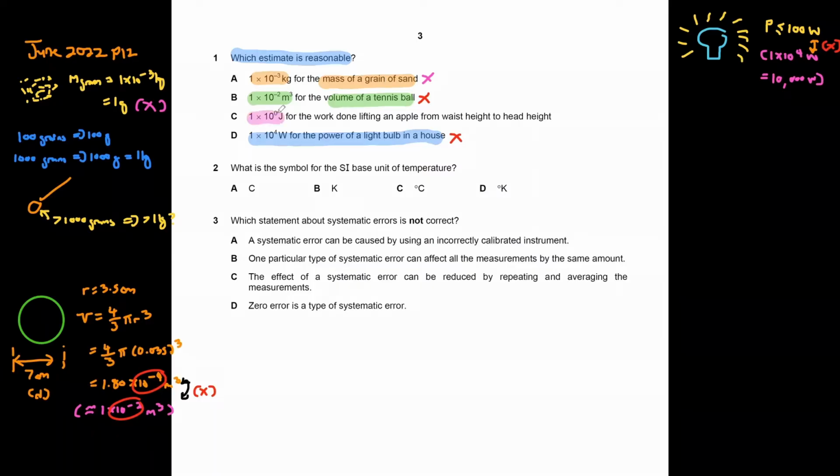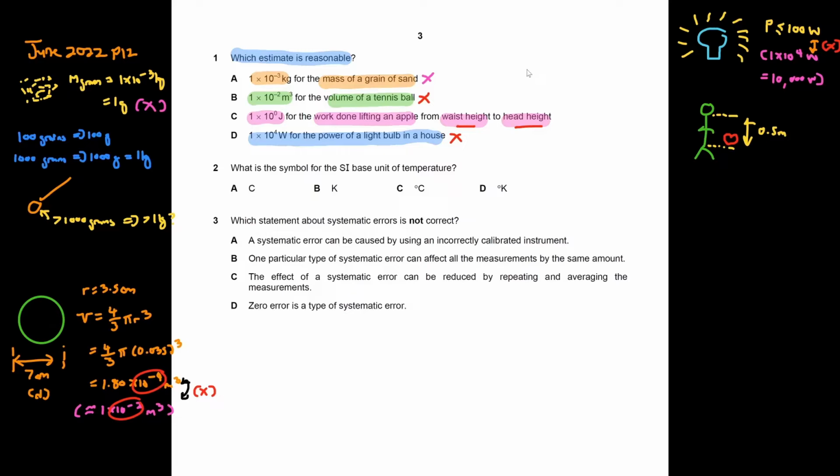You have 1 times 10 power 0 joules for the work done in lifting an apple from waist height to head height. So let's imagine this right now. You have a person, sorry, I used a wrong pen. You have a person like this. The question is saying that you're lifting an apple. Let's call this your apple here. You're lifting it from waist height to head height. So imagine that your waist height is here, and then your head height is here. So the distance between your waist and your head would probably be about 0.5 meter, about 50 centimeter.